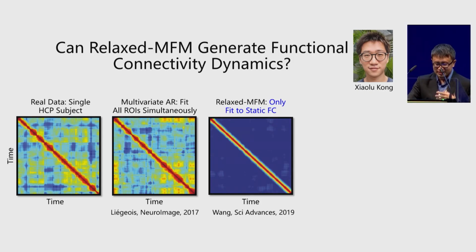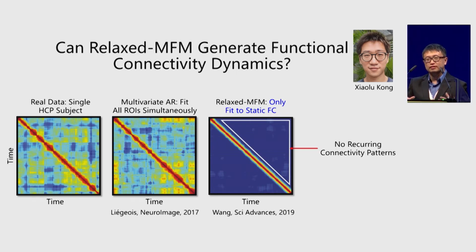So you can see that the mean field model results in very flat functional connectivity dynamics with no recurrent connectivity patterns. This is very sad because the mean field model is more complex, it's supposed to be more biologically realistic, but it does not explain the fMRI dynamics as well. So there's an important lesson here, which is that more complicated models might not be better. Actually, the problem here is that we overfitted to static functional connectivity.